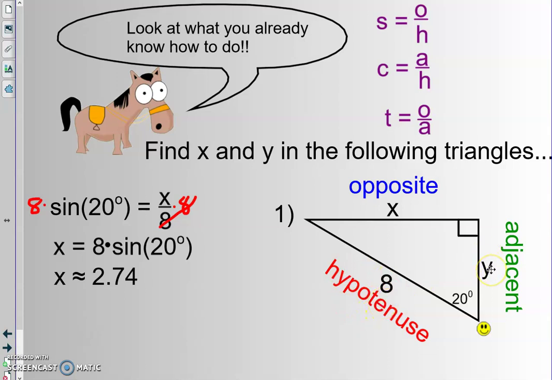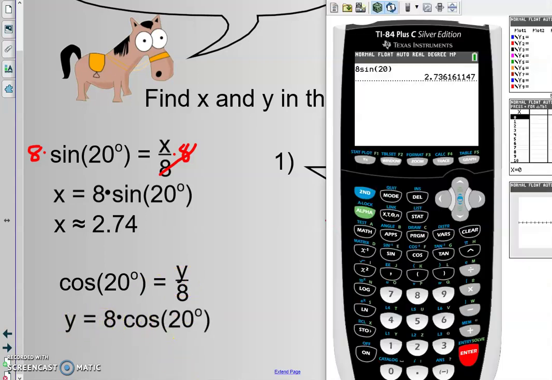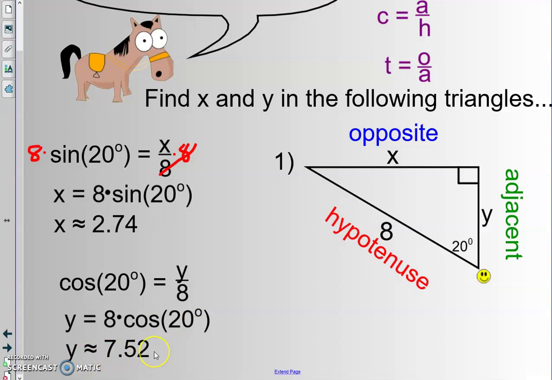Now, we have to go after y. We're still standing here at 20, but this time we're dealing with an adjacent and a hypotenuse. So which of these three trig functions deals with the adjacent and the hypotenuse? Well, that's cosine. So I can say the cosine of 20 equals the adjacent over the hypotenuse, or y over 8. Some of you are already there now. y equals 8 times the cosine of 20. And we can go into our calculator and type in 8 times the cosine of 20. And that gives us about 7.52. So y is about 7.52.